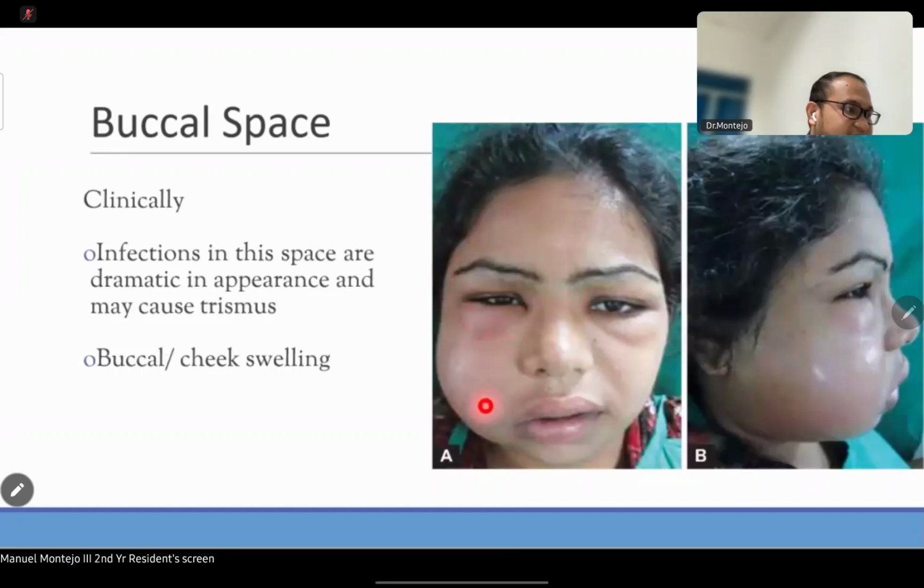So buccal or cheek swelling. Then due to the swelling, some patients would also present with trismus, no? Or inability to open the mouth.